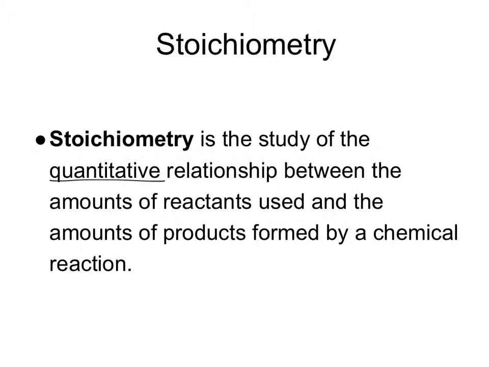Or we can compare two reactants. If you know how much of one reactant you have, you can predict how much of the other reactant is needed to use all that first reactant up. Or if you know how much of one product is formed, you can predict how much of the other products would have to be formed at the same time. All of these relationships go hand in hand.